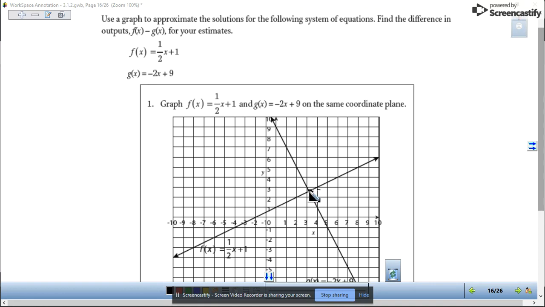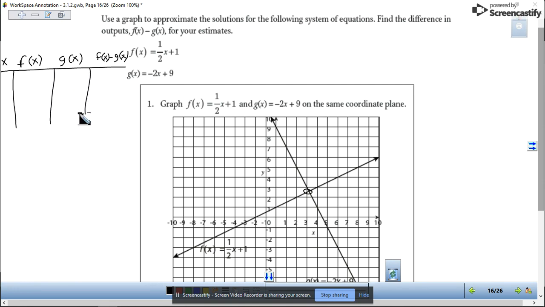So, we can see it. It's between what two numbers? I'm hoping on the x values you'll see it's between 3 and 4. All right, so what we want to do is do a little table with those. So I want x, f of x, g of x, and then f of x minus g of x. We're going to do a little table here. Let's just do 3 and 4.